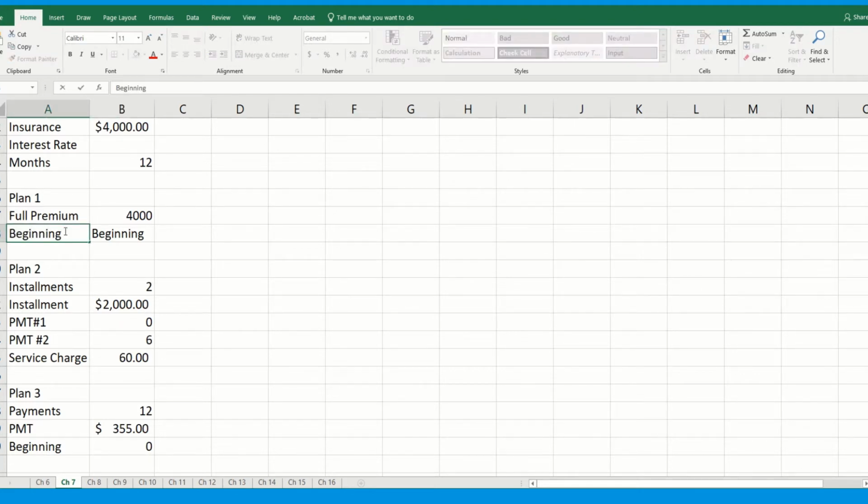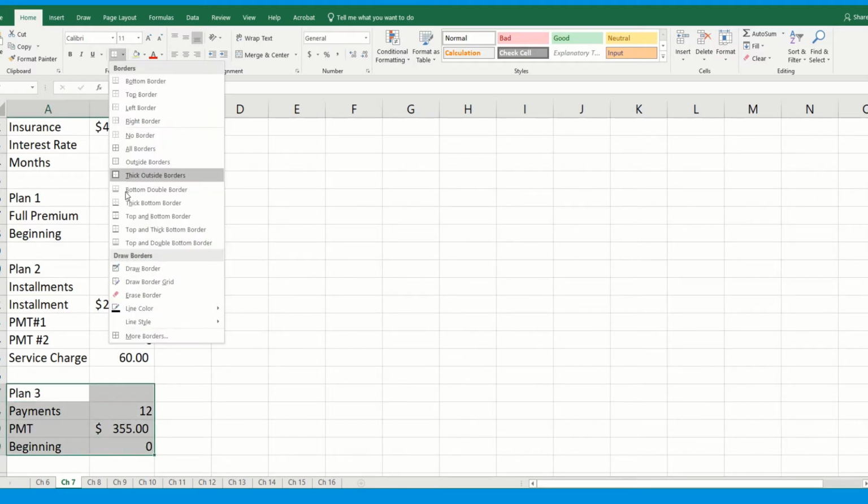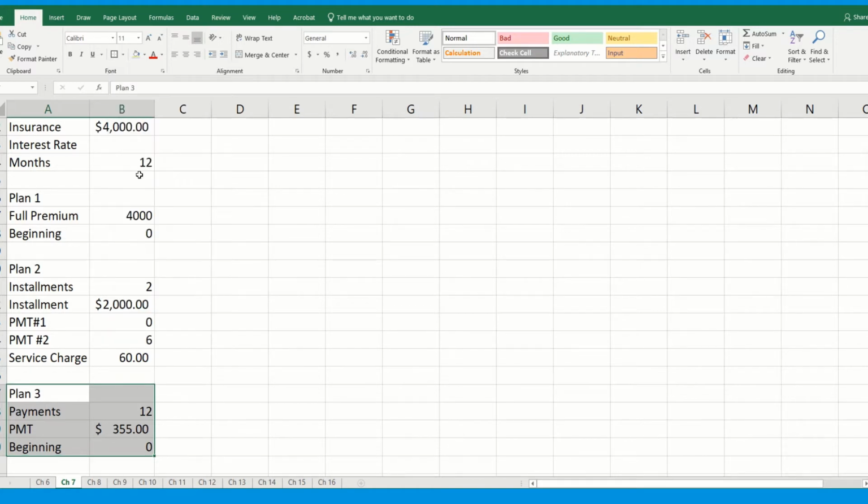Beginning, and it's at time 0. So beginning right away. We're not holding off, we're not paying it later. So these are the plans. I will just box them, I guess. Maybe I'll just put an outside border. I could make them more pretty.